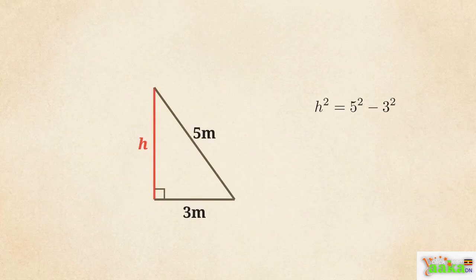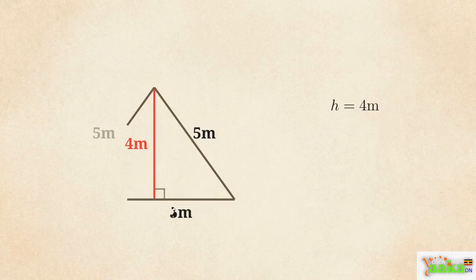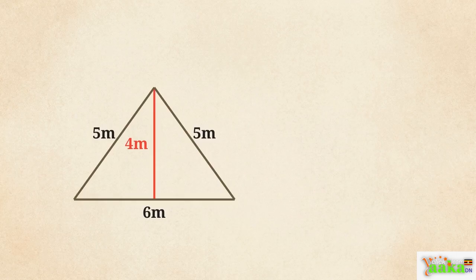5 squared minus 3 squared gives us 25 minus 9, leaving 16. The square root of 16 is 4 meters. With the true perpendicular height known, we can calculate the total surface area of the tent face. Half the 6-meter base multiplied by the 4-meter height equals 12 square meters.